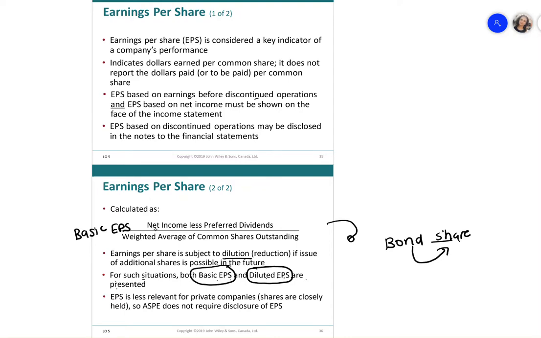We're just going to talk briefly about basic earning per share. The basic earning per share formula is net income less your preferred dividend, divided by weighted average shares outstanding. This basic earning per share can be diluted further because some of the securities in our balance sheet can be converted into shares. If they can be converted into shares, then we have to calculate the diluted earning per share too.